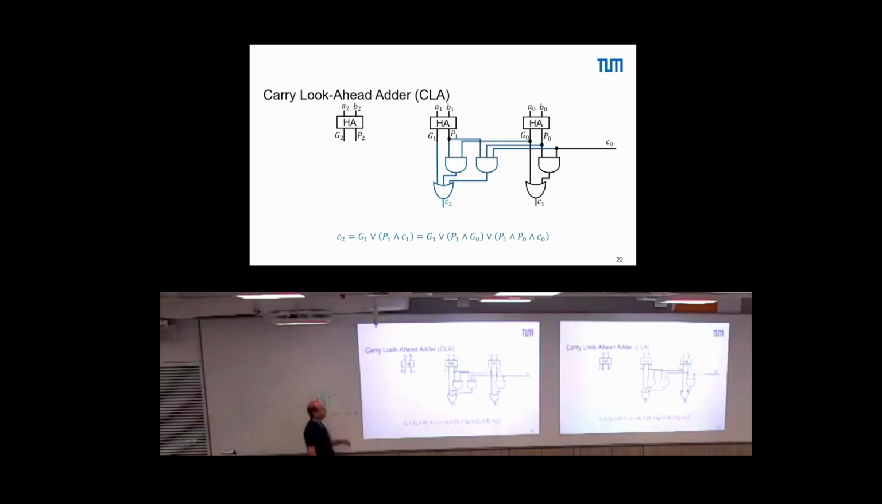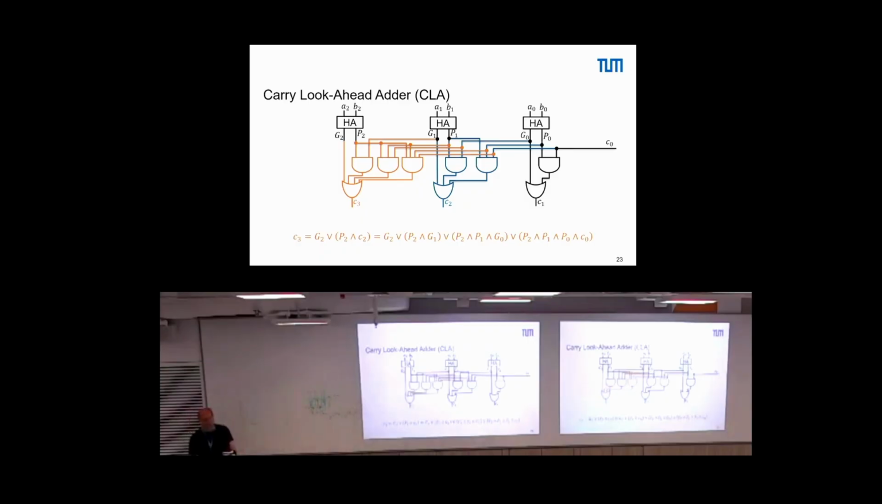Then, in parallel with computing this, we can directly compute the carry for the next stage. That was the equation on the previous slide. So we take G1, OR it with P1 and G0, which is this one here, and OR it with C0, P0, and P1, right? It's just this equation.